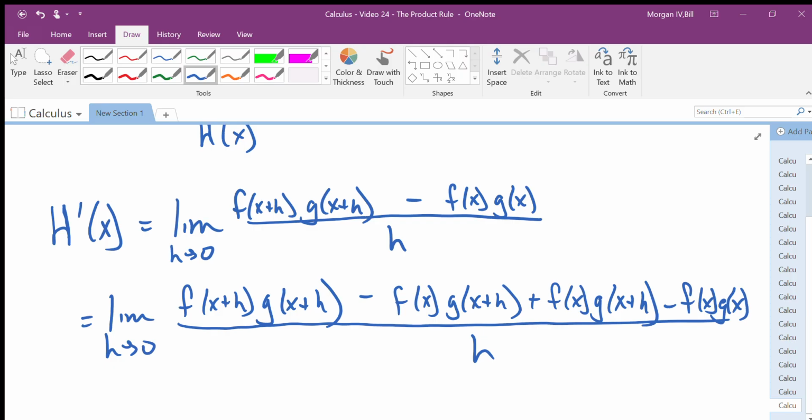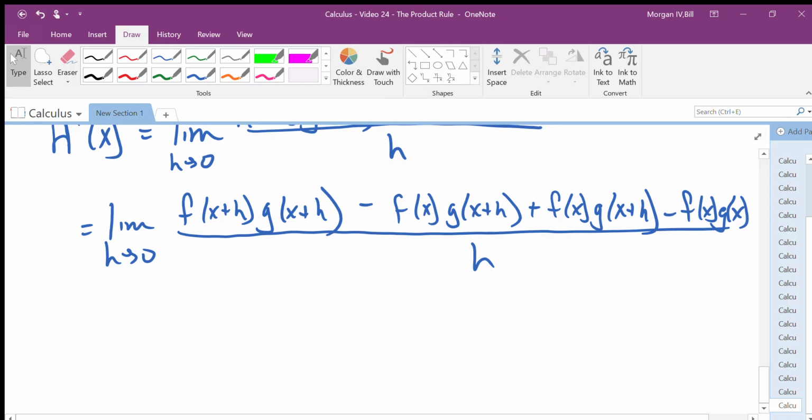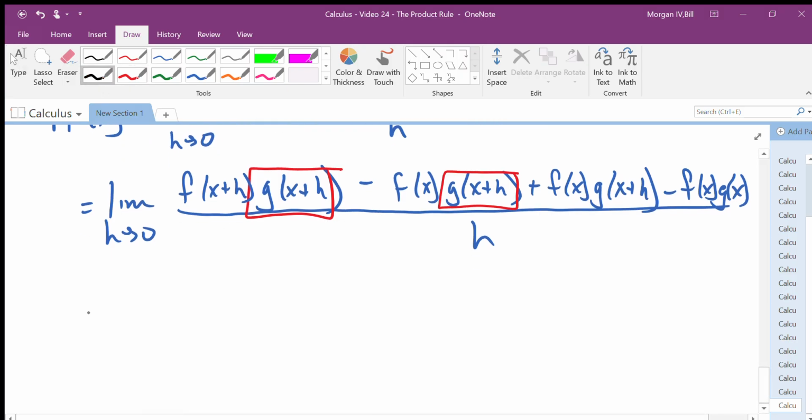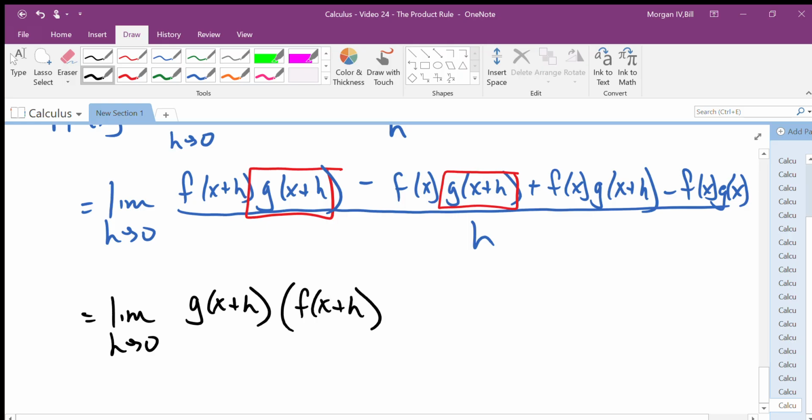My first term, f of x plus h, g of x plus h. My second term, f of x, g of x plus h. All right, 4 terms. And I'm going to look at the first 2 terms together and the second 2 terms together. And I'm going to take a look at those first 2 terms in the numerator and factor out what they have in common. Well, what they have in common is they both have a g of x plus h. So I'm going to pull a g of x plus h out of those first 2. So I have the limit as h goes to 0. I'm going to factor out a g of x plus h from the first 2 terms. The first term still has an f of x plus h. The second term still has an f of x.